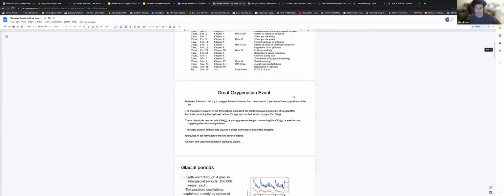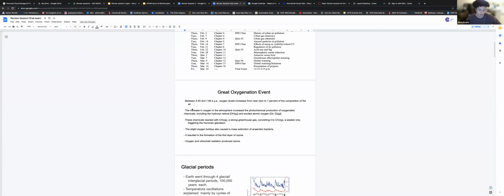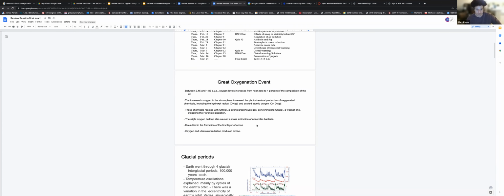And yeah, so we'll start first with the Great Oxidation Event. So understanding what the Great Oxidation Event was, when it happened, what was the result of this event, and how it came to be and its impact on the world.